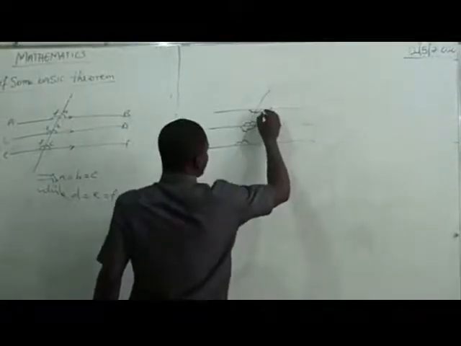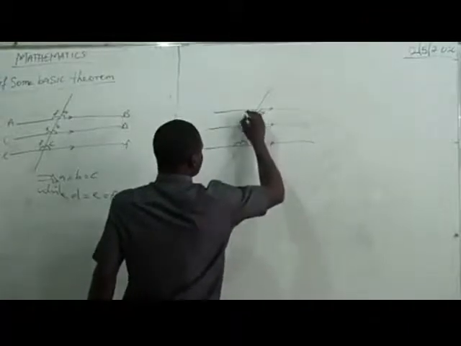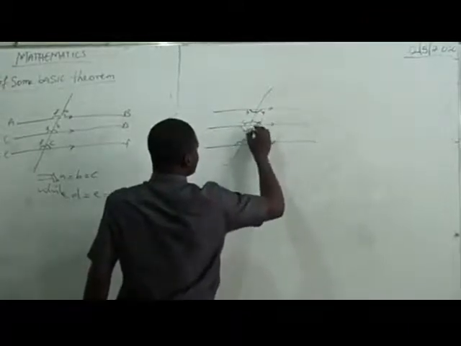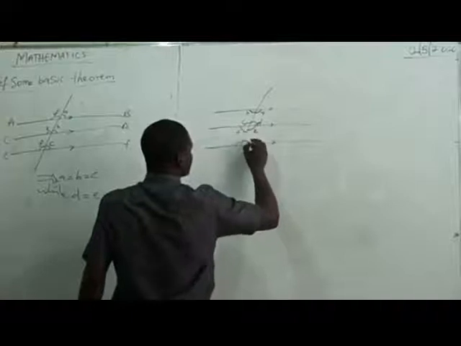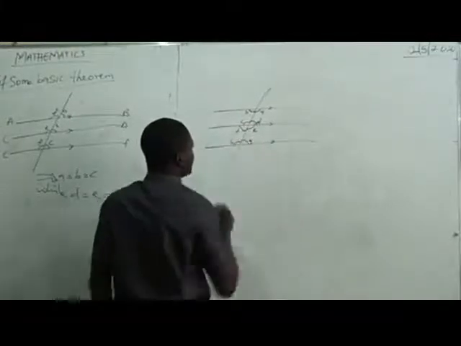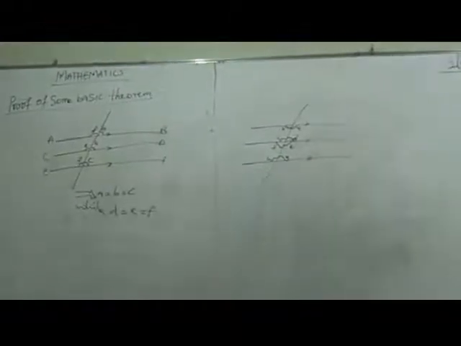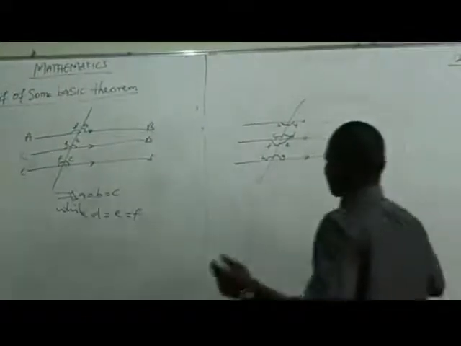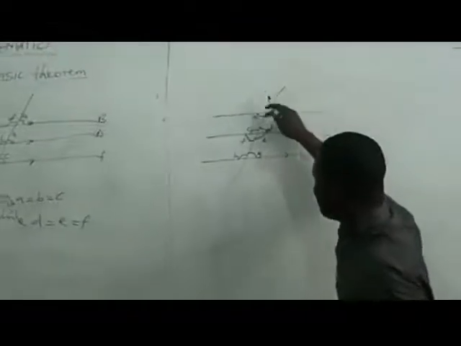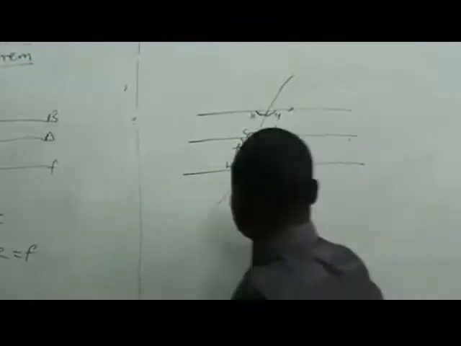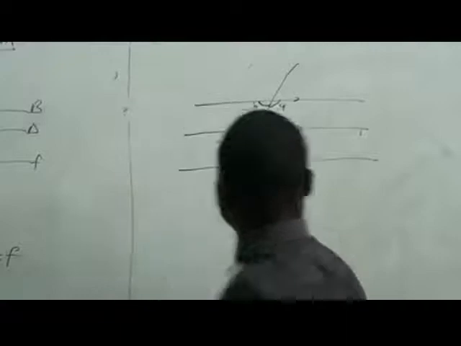Now we have A, B, C, D, E, F, G, H. In this alternate angles are two angles on the sides of the transversal, that is on the opposite side. B is equal to D.